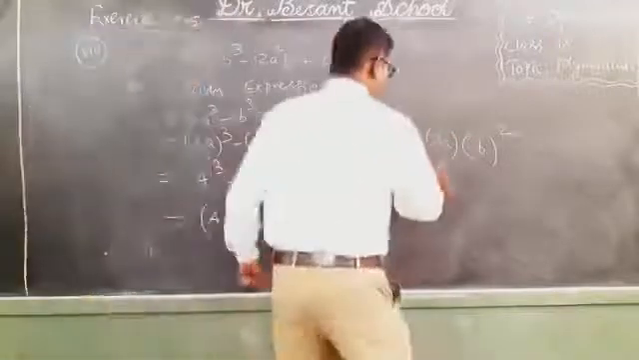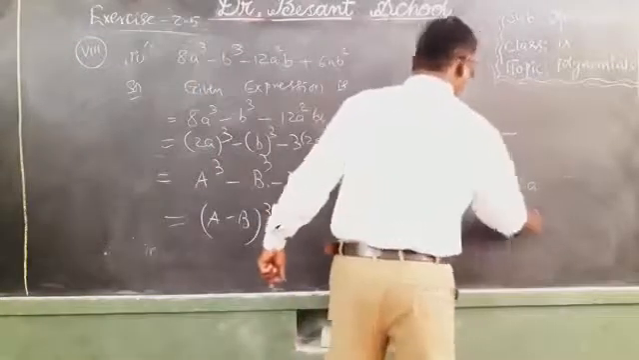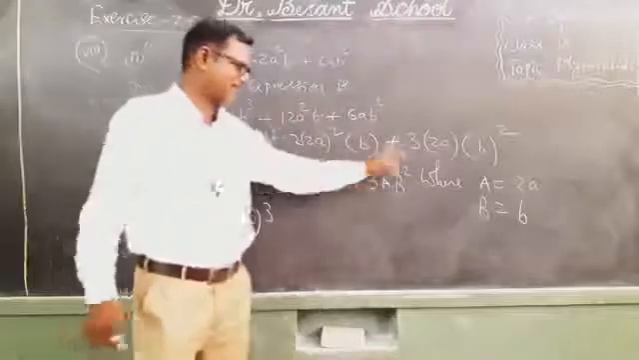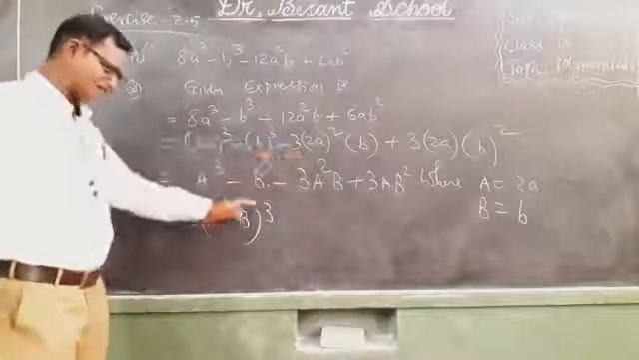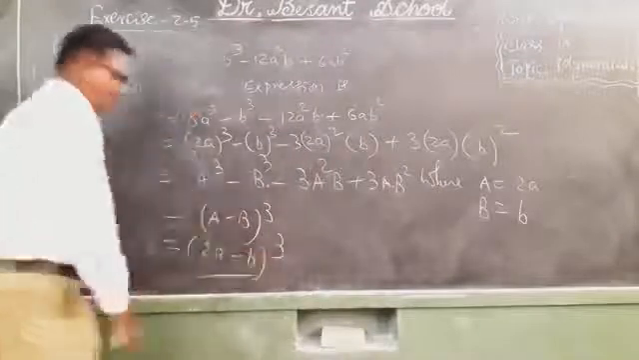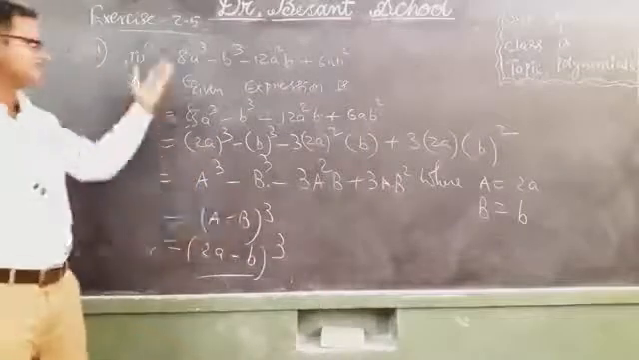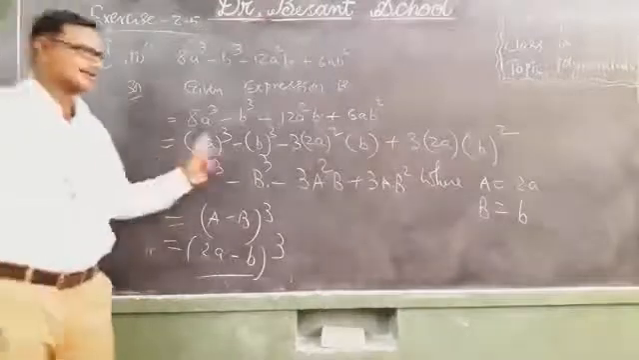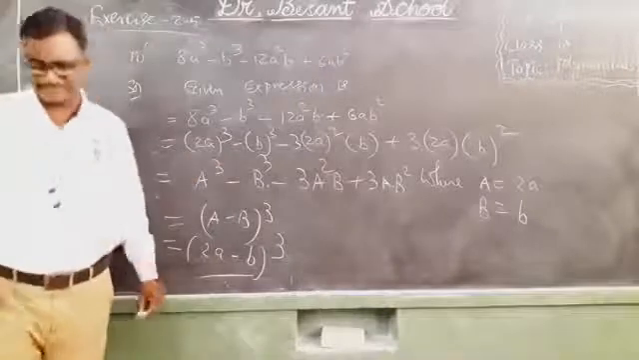Now observe. What is my capital A value? 2a. What is my capital B value? Small b. A cube minus b cube minus 3a square b plus 3ab square, we expressed that into the formula. This can be written as a minus b whole cube, where a is 2a and b is b, whole cube. Now 2a minus b into 2a minus b into 2a minus b. These are the 3 factors for this given expression. Did you understand, children? Yes. So this is the problem from this 8th Roman.